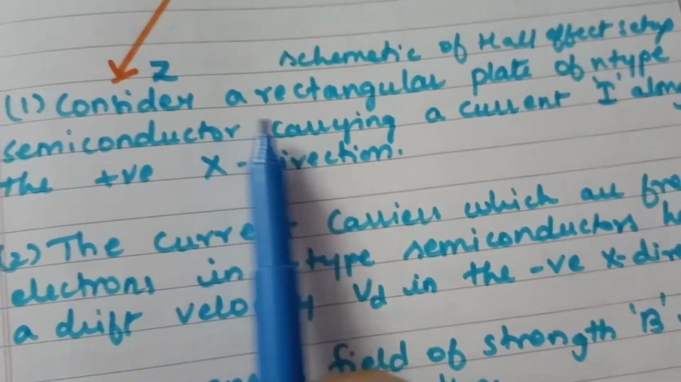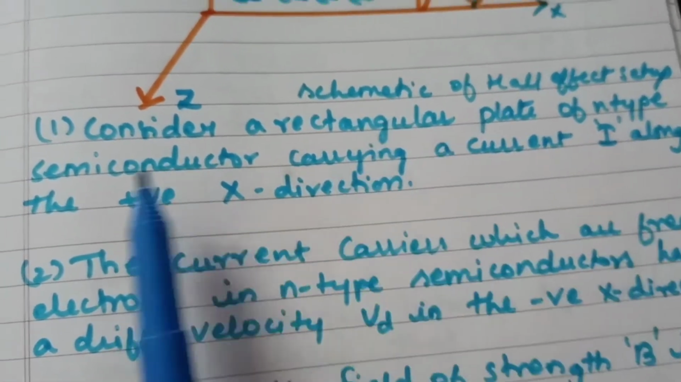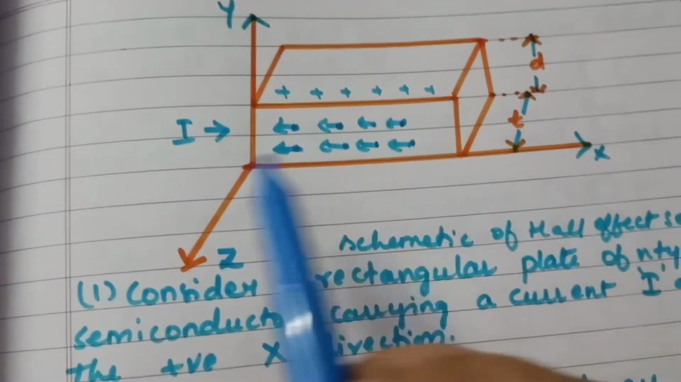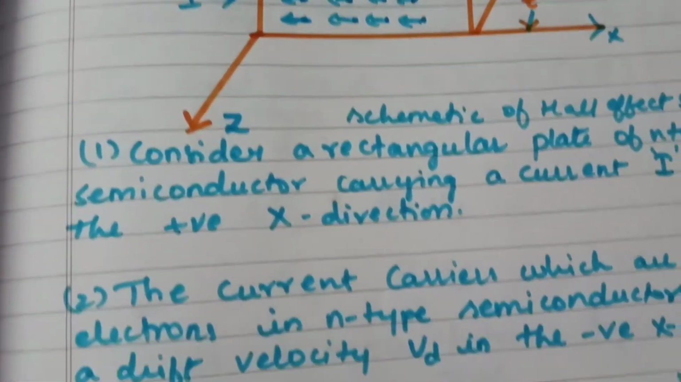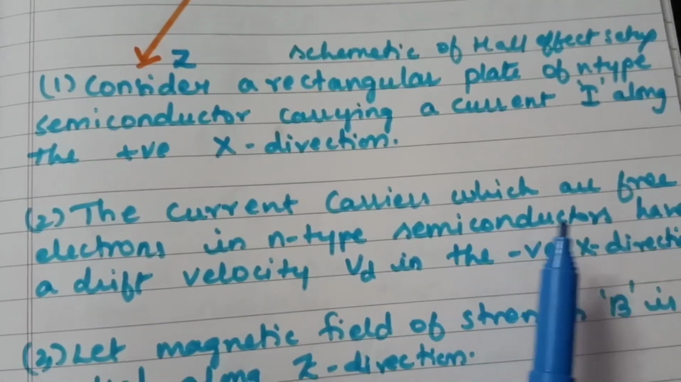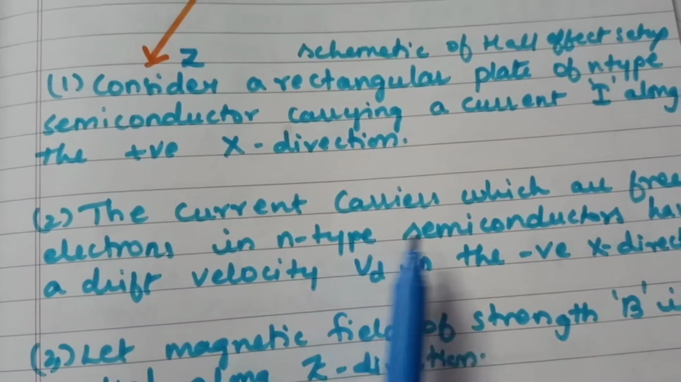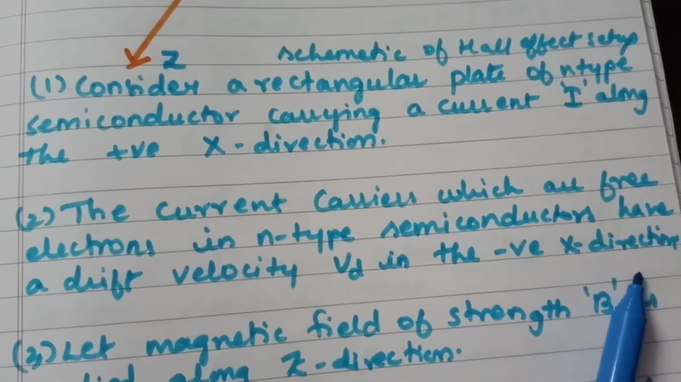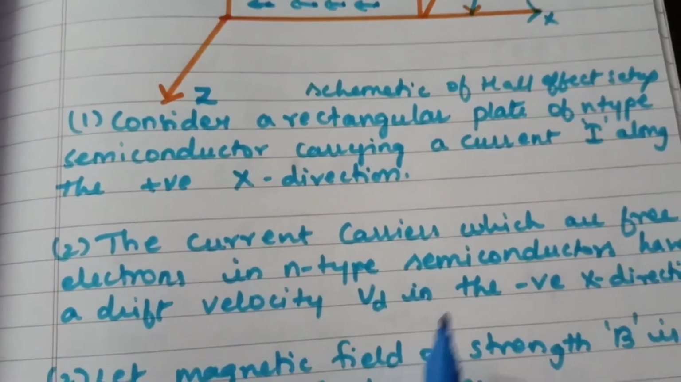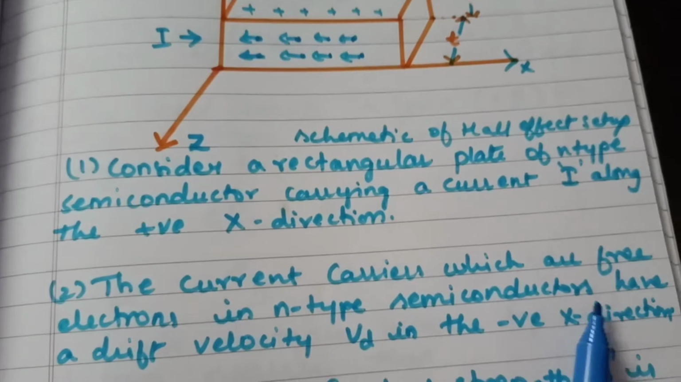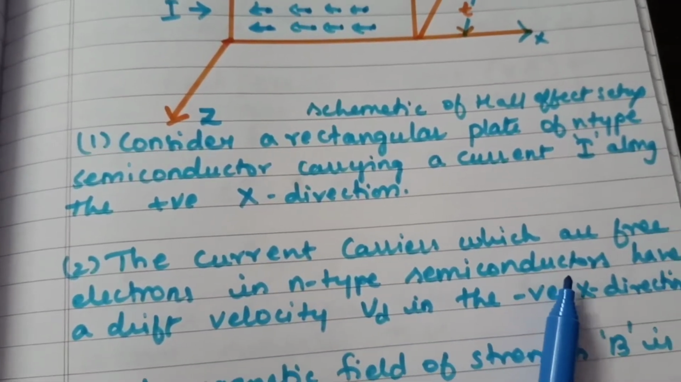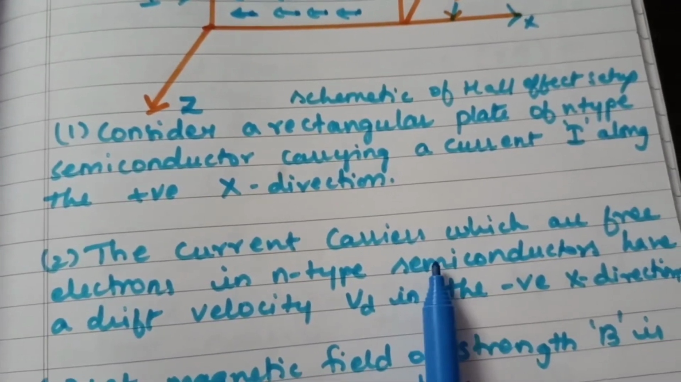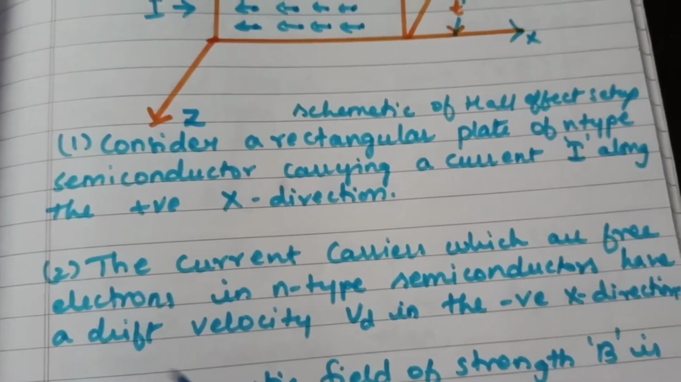Consider a rectangular plate of N-type semiconductor carrying a current I along the positive X direction. X direction is this one, so current is in this direction. Next, the current carriers, which are free electrons in N-type semiconductor, have a drift velocity Vd in the negative X direction. Since obviously in N-type semiconductor, the majority carriers will be electrons, right? So based on that, those electrons will have some drift velocity.